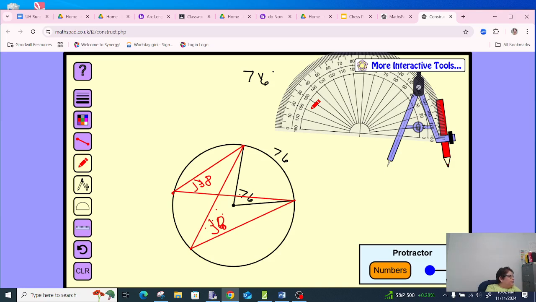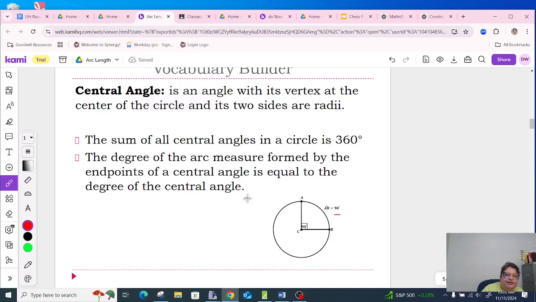Mine is this one. What's this one? 30? This one's 60. So this is half of it. Those are called inscribed angles, by the way.